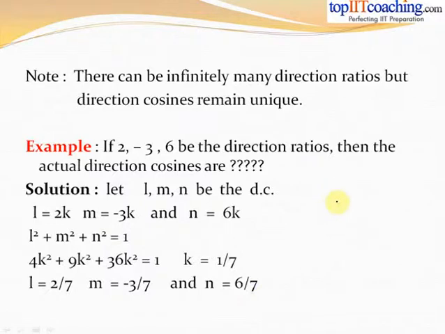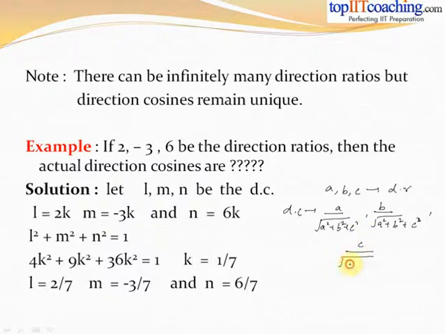So thus we can say that if a, b, c are the direction ratios, then the direction cosines would be a by under root of a square plus b square plus c square, b by under root of a square plus b square plus c square, and c by under root of a square plus b square plus c square. So simply using this formula, we can get the direction cosines given the direction ratios.